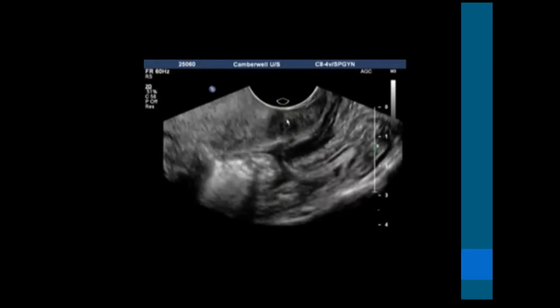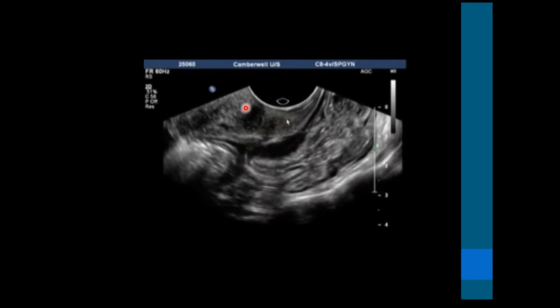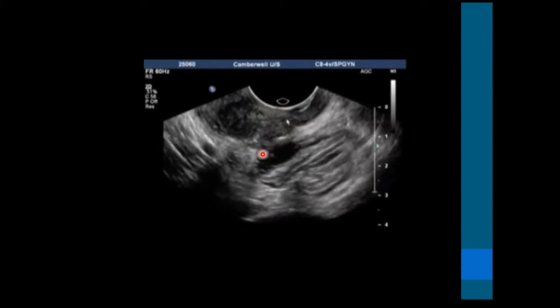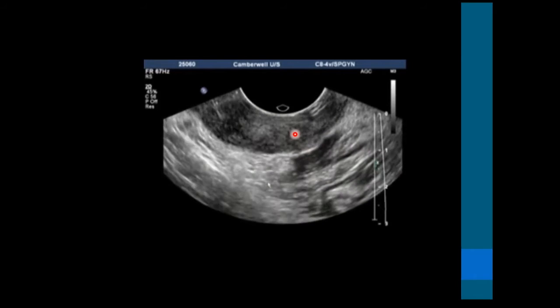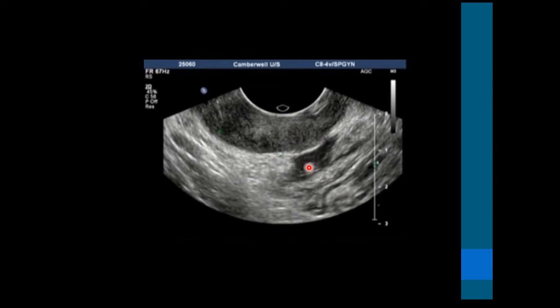So again, putting the probe in the posterior fornix, this is the same vaginal nodule as before, but you see now also that there is actually a bowel nodule stuck to it. And so this is the vaginal nodule, this is the bowel nodule.